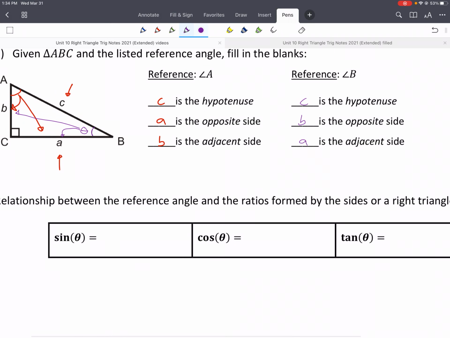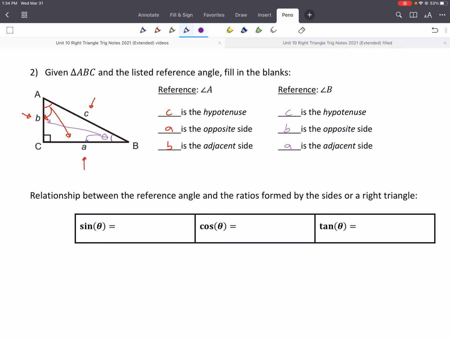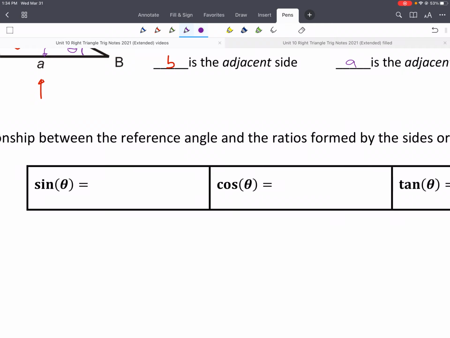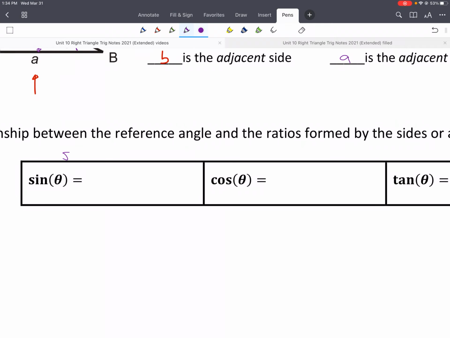All right, so here's the relationship between the reference angle and the ratios formed by two sides of a right triangle. We use these three trig functions: sine, cosine, and tangent. Okay, I do not like it when people say sin, cos, and tan. So anyways, just keep that in mind. So sine of theta. All right, so there is a relationship. If we know our reference angle, there is a relationship between that reference angle and the opposite side and the hypotenuse.